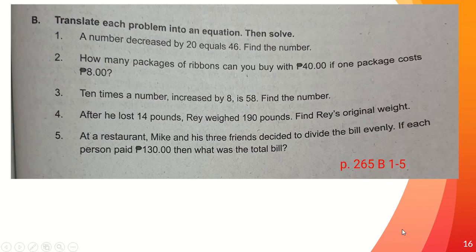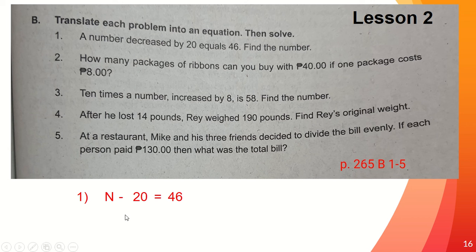Okay? For letter B, translate each problem into an equation. Then solve. Page 265, letter B, 1 to 5. So I will give number 1 as an example. So sabi dito, a number decreased by 20 equals 46. Find the number. So, let's have the equation. A number, so let's have it by n. So, a number decreased, which means subtract, by 20 equals 46. So, this is the equation.